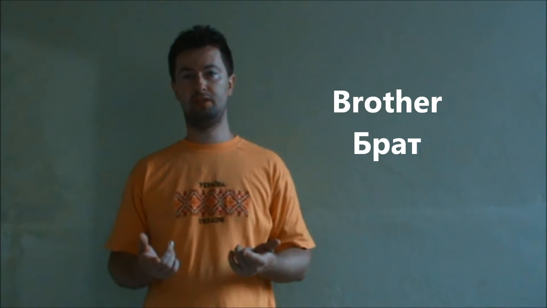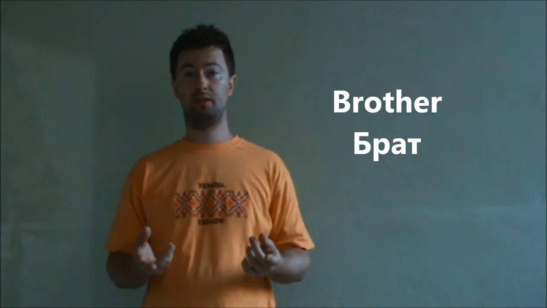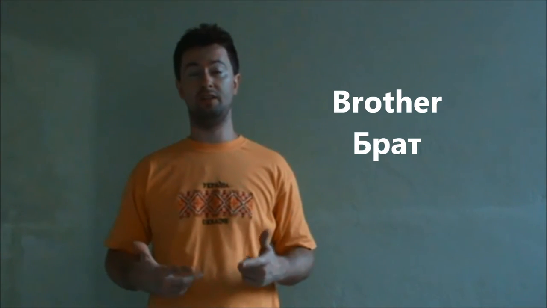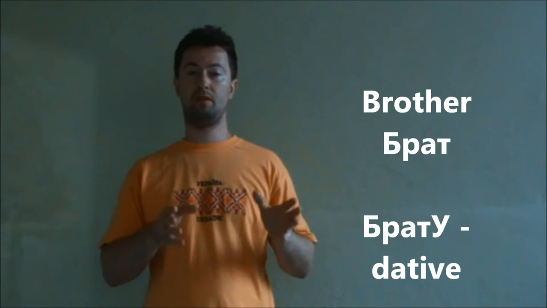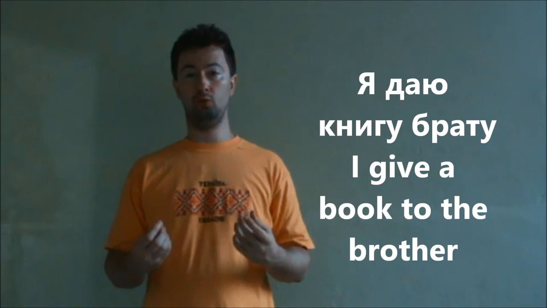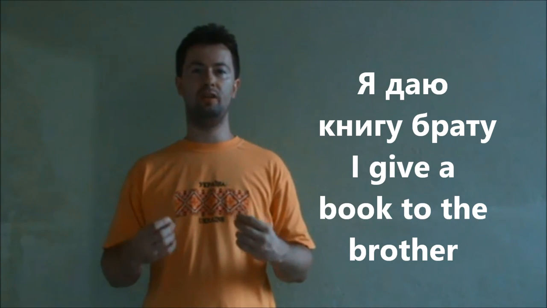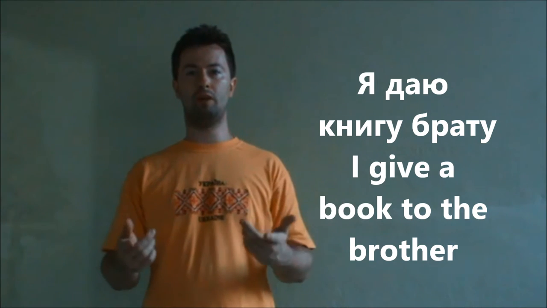First, let's have a look at the short words, one-syllable words. For example, брат, meaning brother. So, the ending in the dative case will be у. That's the simple ending. And so, брат, and to whom are we giving the book? Брату. Я даю книгу брату. I give a book to a brother.